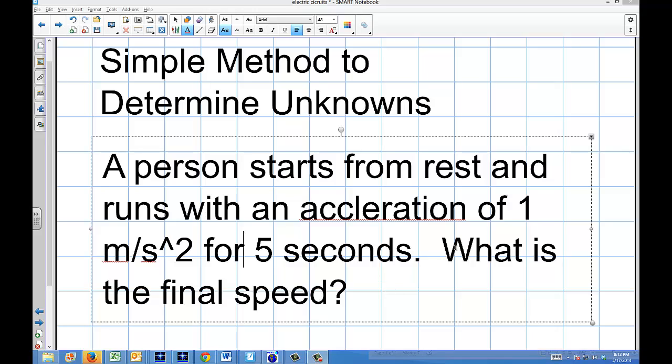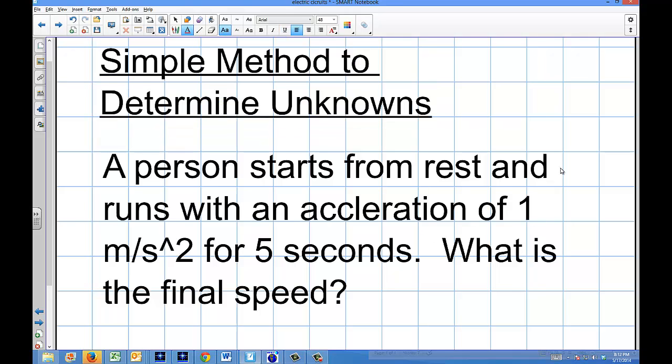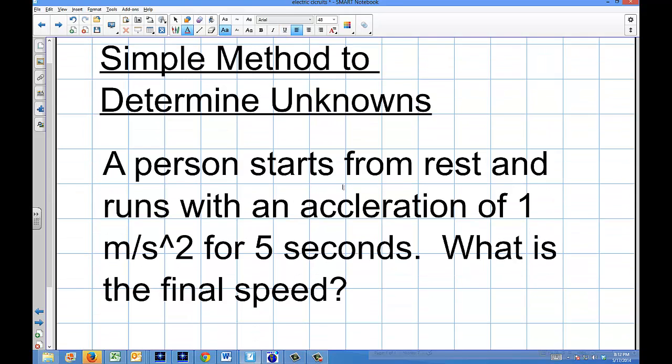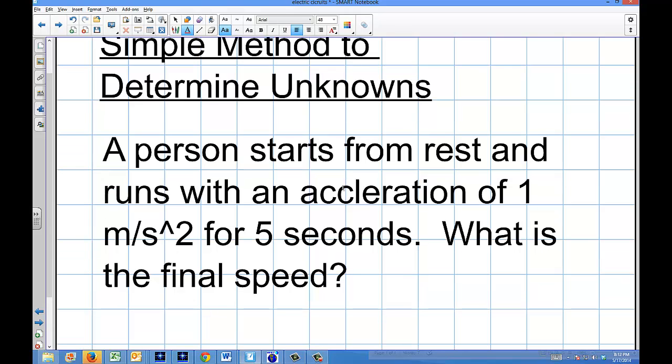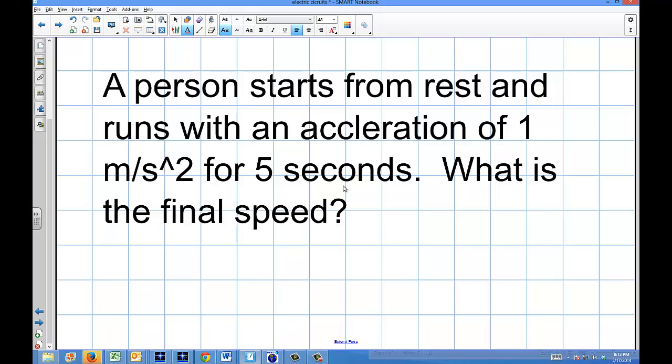Alright, in this video I'm going to do a simple method to determine unknowns in an equation. We're going to start with one equation and one unknown. But really, this is the key of dealing with physics when you're dealing with systems of equations. When you have like 3 or 4 unknowns, you have to identify what you have and then identify what you're missing to determine if you need one equation, 2 equations, 3 equations.